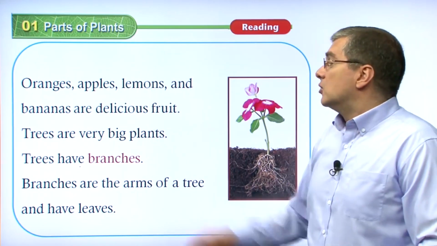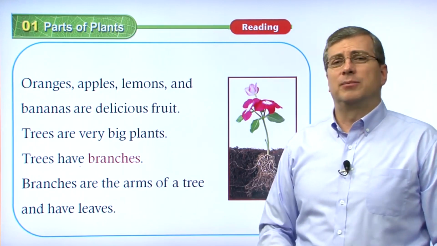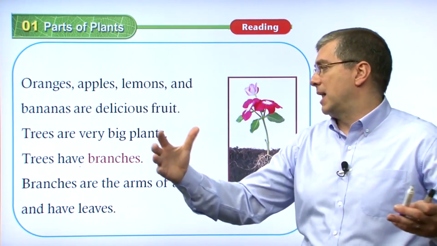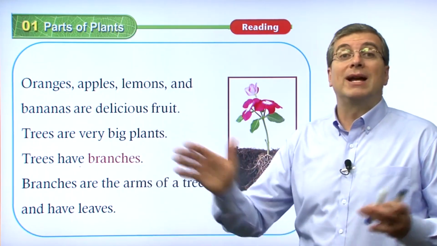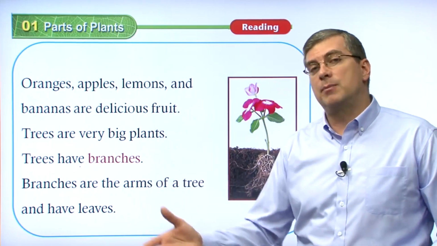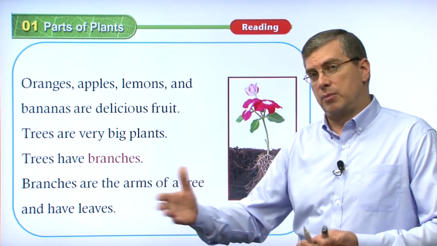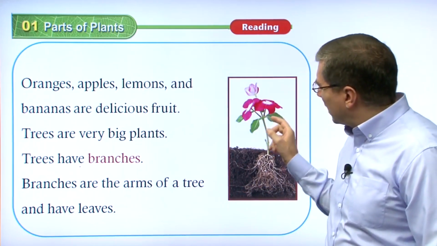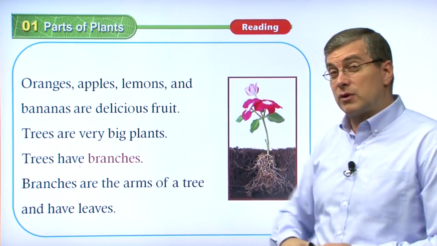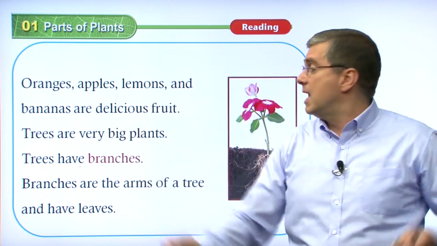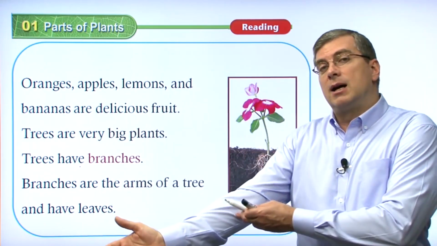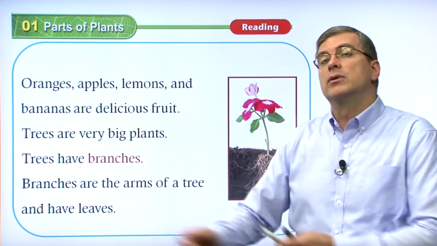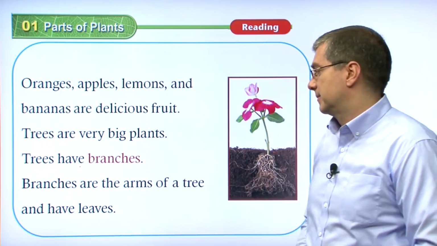Trees are a different kind of plant. They are very big plants. Trees have branches. So that's another part of a plant that we didn't talk about. I mean, you could maybe call these branches, but this is a small plant. If we're talking about a tree, a very big tree, the part of the tree that comes off the stem, those are called branches.